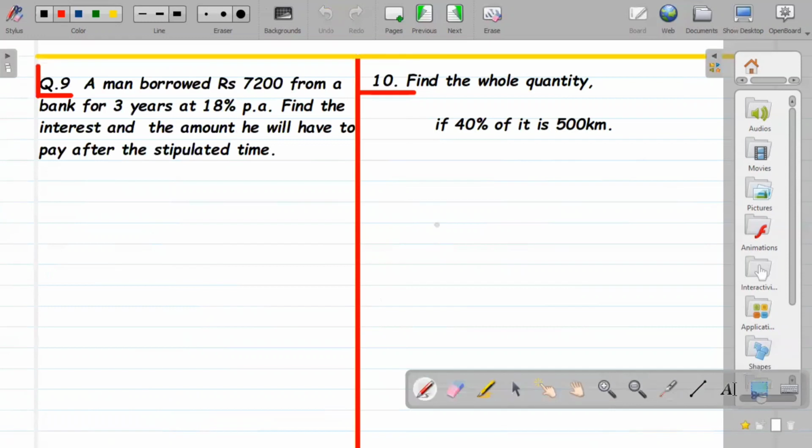A man borrowed rupees 7,200 from a bank. This much he has borrowed, so we can take it as the principal, for 3 years. Time period is given, that is 3 years, and at a rate of 18% per annum. Find the interest and the amount he will have to pay after the stipulated time period. Now we need to find simple interest and amount.